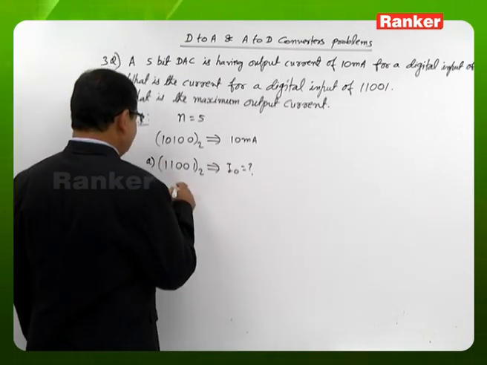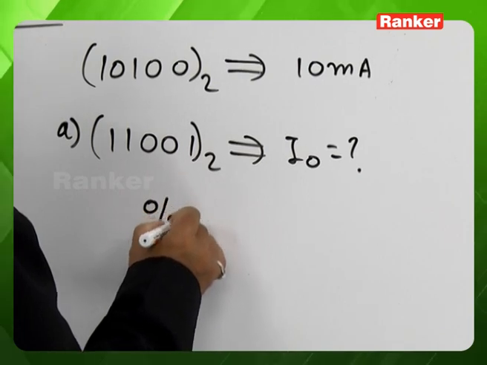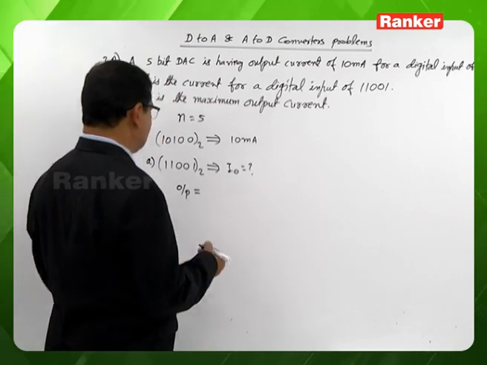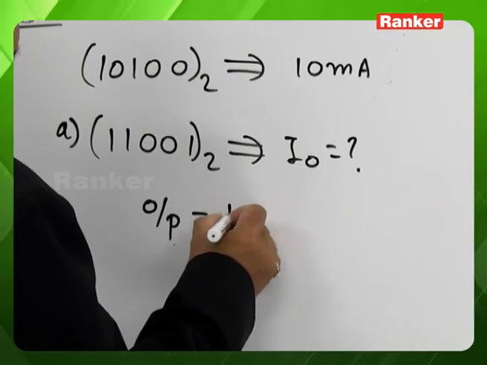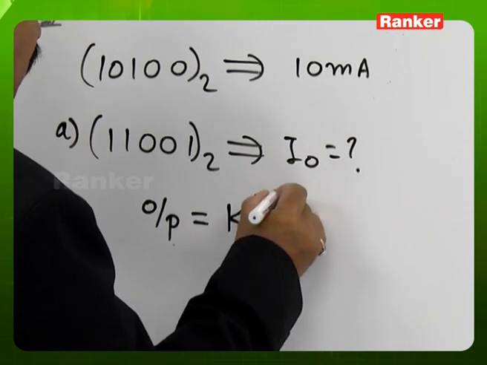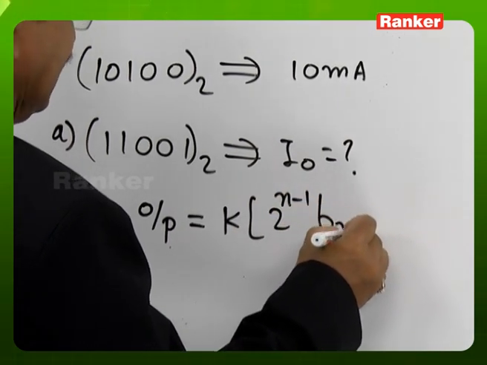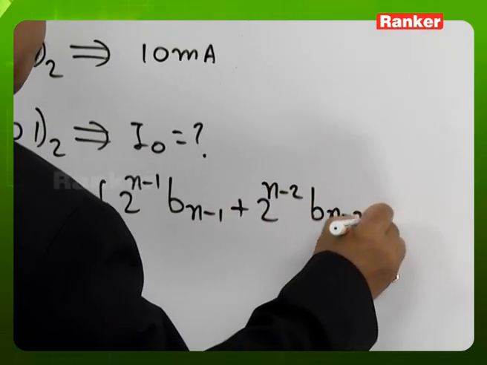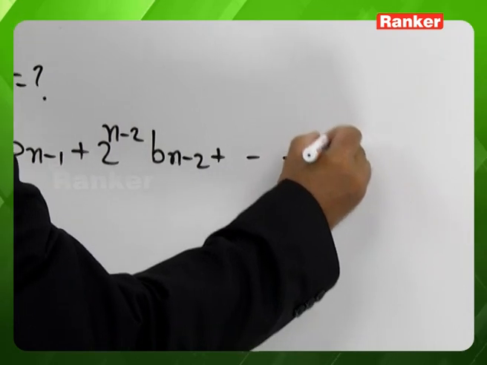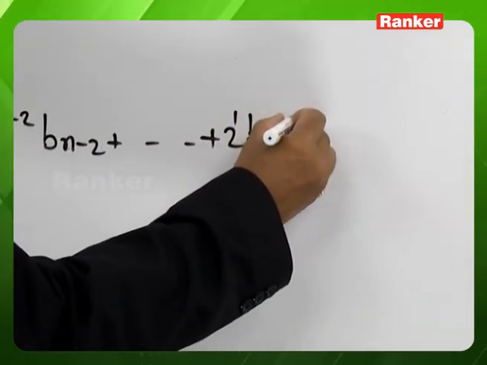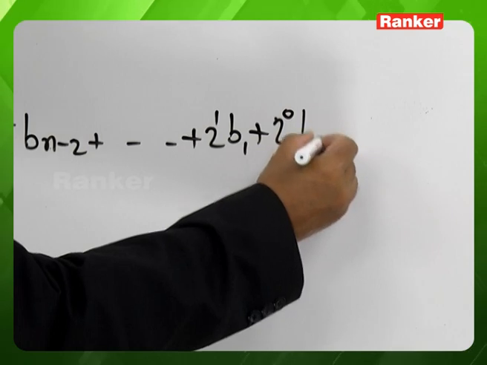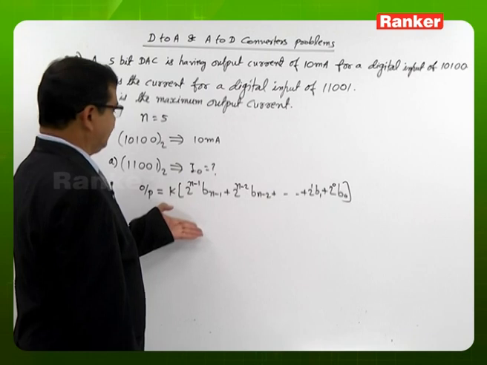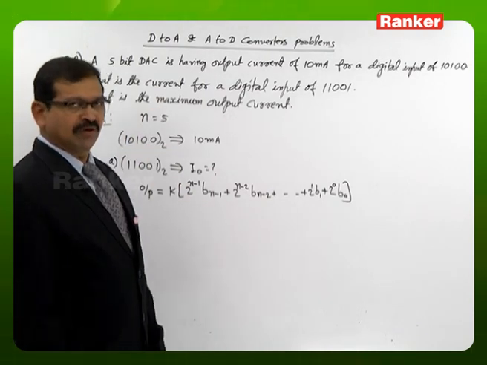You can see an equation we discussed while covering the digital to analog converter theory. We mentioned output analog signal is equal to K into 2 to the power of n minus 1 b n minus 1 plus 2 to the power of n minus 2 b n minus 2 and so on, plus 2 to the power of 1 b1 plus 2 to the power of 0 b0. We may name it equation A. So we need to use this equation now to work on this problem.